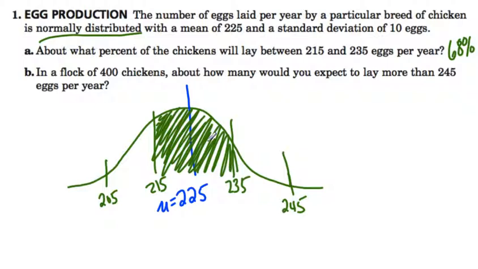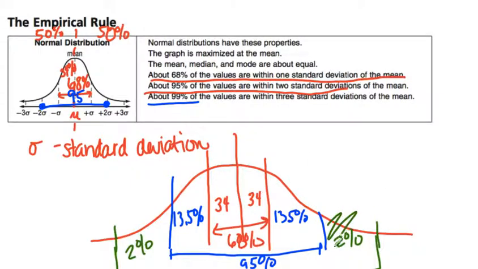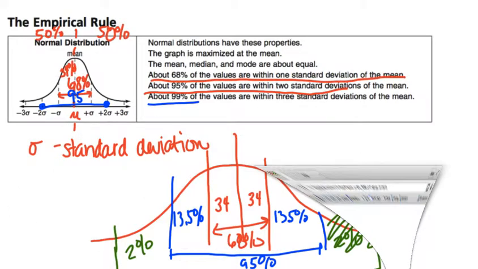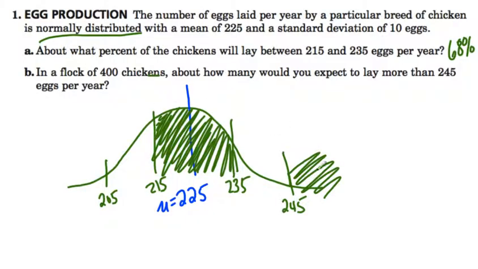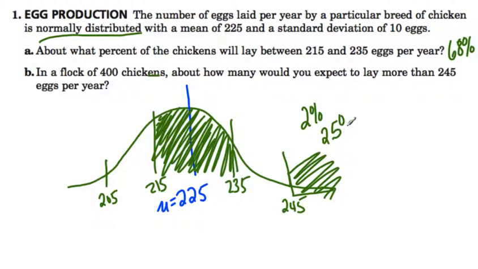Part B says, in a flock of 400 chickens, about how many would you expect to lay more than 245? So if you look at 245, it would be here. If you remember, past that is 2% or 2.5%. So I would take either one there as far as the answer goes. Above 245 would be right here. So that's either 2% or 2.5%, depending on which one you're looking at.